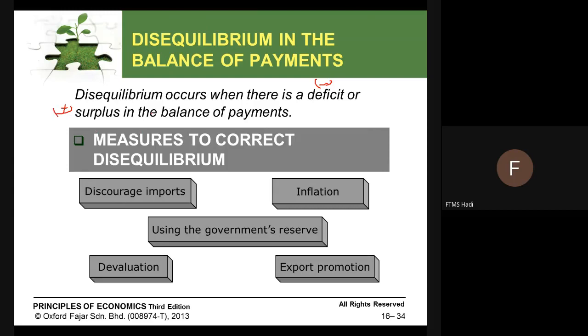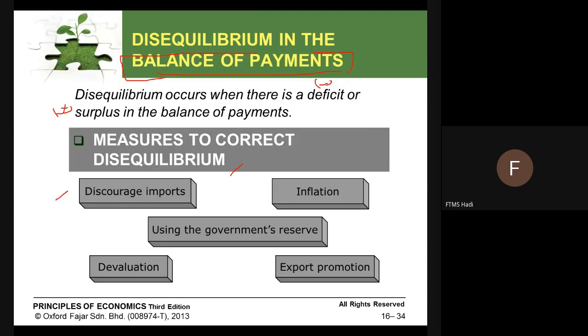It is a disequilibrium. By right, since the term is balance of payment, there should be no deficit or surplus, meaning money in is equal to money out. However, it doesn't happen. So how do we correct this disequilibrium? How do we make sure that the trade is balanced?